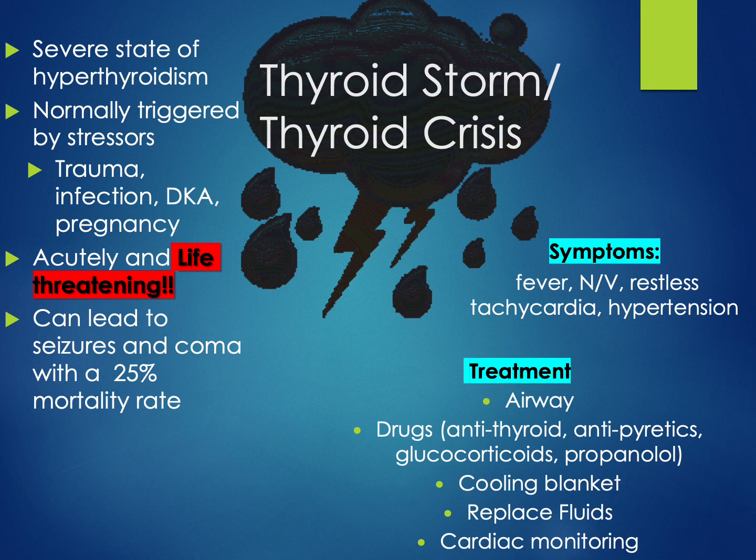An iodine solution can be given to block thyroid hormone release. And then steroids or iodinated radiocontrast to reduce the conversion of T4 to T3 and to promote vasomotor stability as well. And then patients can also have cooling blankets, replace fluids that are lost, and also monitor the patients with cardiac monitoring, and continual vital signs should be monitored.